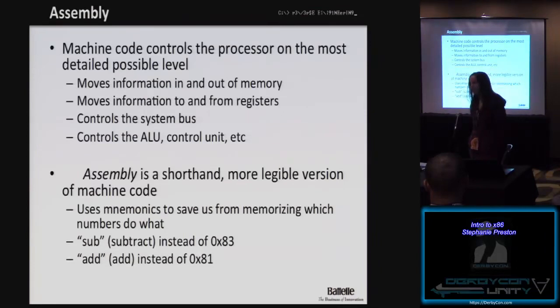Assembly, on the other hand, is a shorthand, more legible version of machine code. Assembly code uses mnemonics to save us from having to memorize machine code. So assembly allows me to say something like sub instead of having to remember the machine code, in this case, hex 83.